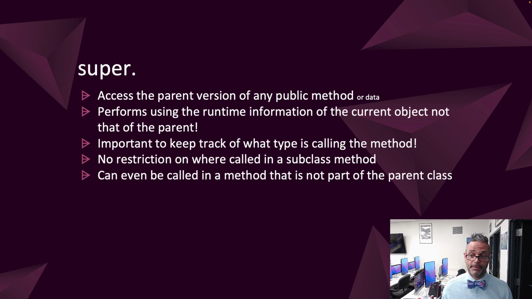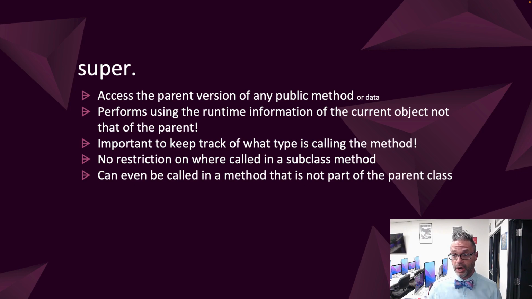Super dot is how I access a parent's data member or method. In my case, it's always going to be methods, because data members are always private. But that's how you access any public method, and that's why the data is in tiny little things, because we don't want to do that at all. And it uses the runtime information of the current object, not that of the parent.